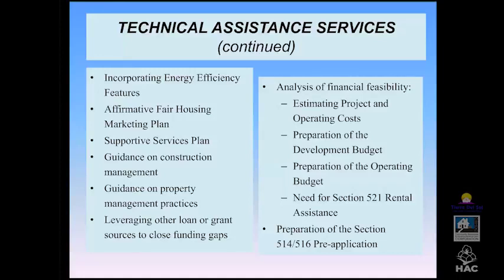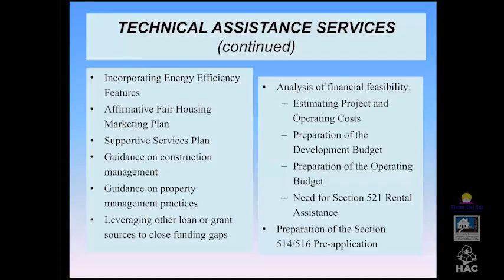And one of the more important things is incorporating energy efficiency features in the project. This is a scoring criteria, and if your project doesn't include this, it probably won't compete well. This is nationally competitive funding, so it's important not only to be able to compete well, but also for the long-term cost efficiency of operating the project.